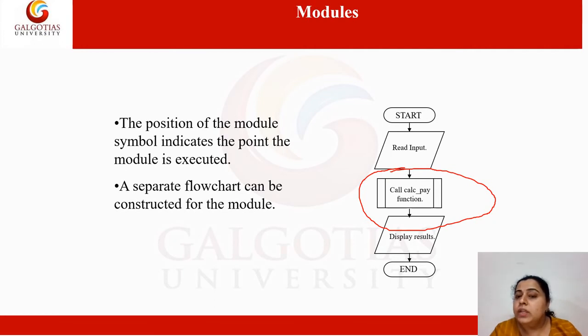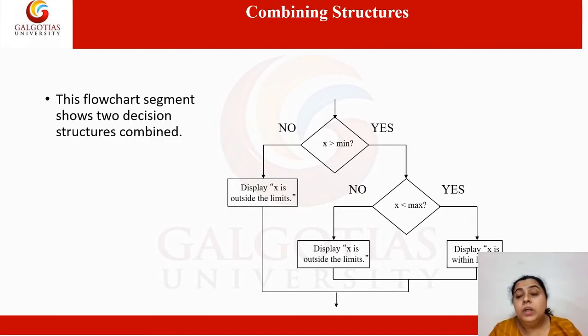Now we need to combine structures while creating a flowchart. A flowchart will not be alone. We need to combine these structures. How do we do that? You can see over here. If x is greater than minimum, no or yes. Now there are two options. We are checking x between minimum and maximum. Minimum and maximum can be decided by us.